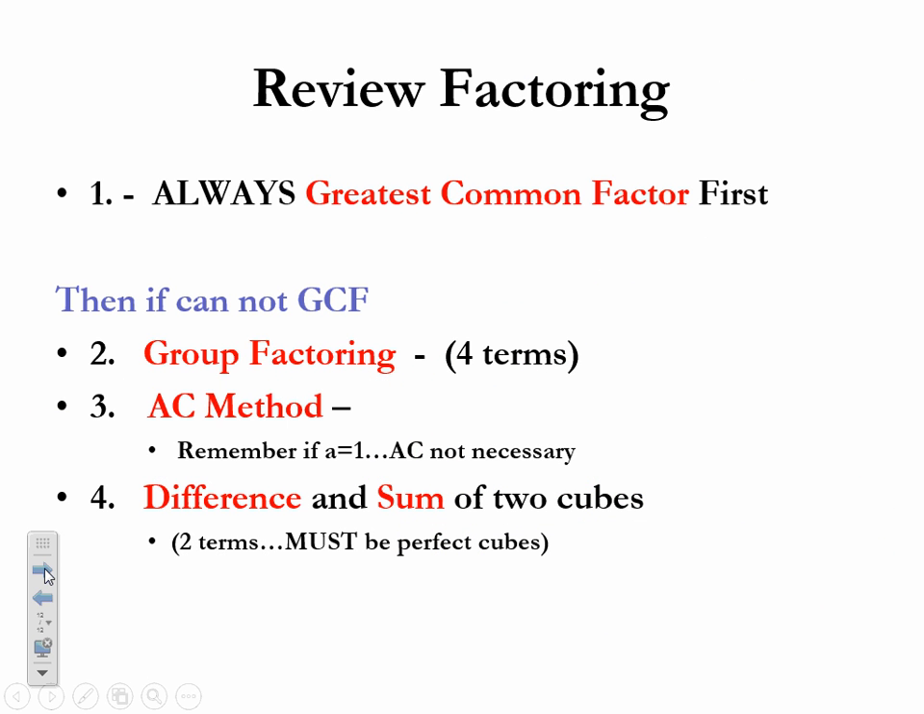All right, you guys, this is just a review. You don't have to write this down if you don't want to. You can if you wish. Just remember to always do greatest common factor first. If you can't do greatest common factoring, if there's 4 terms, we're going to group by factoring. If there's 3 terms, we're going to use AC method. And then we learned today our difference and sum of 2 cubes. So it has to be 2 terms and it must be perfect cubes.